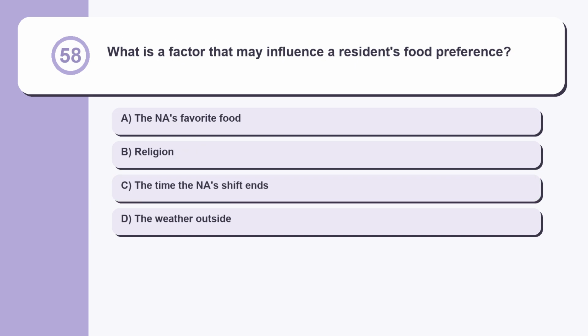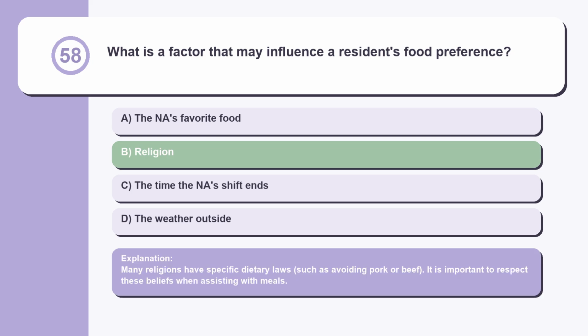Question 58. What is a factor that may influence a resident's food preference? The NA's favorite food, religion, the time the NA's shift ends, the weather outside. Many religions have specific dietary laws, such as avoiding pork or beef. It is important to respect these beliefs when assisting with meals.